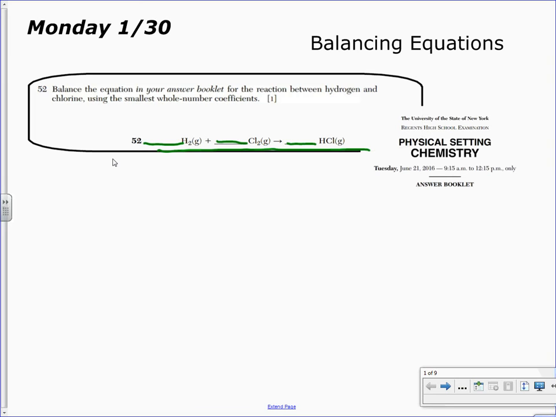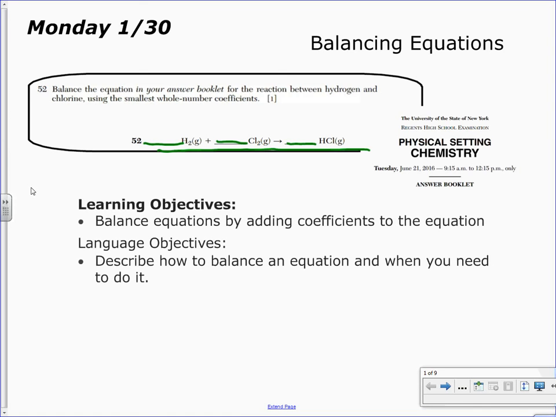The kids who took this class last year faced this question as question number 52 on last June's Regents exam. Your goals for today: you want to be able to balance equations by adding in coefficients, and coefficients, just like in math class, are the numbers you're adding in front. And your language objective is to describe how to balance an equation and when you need to do it.